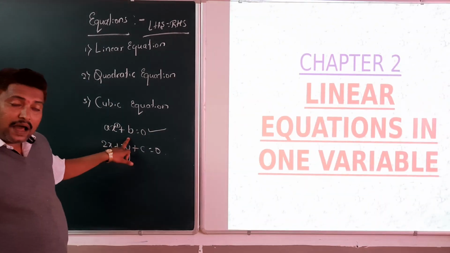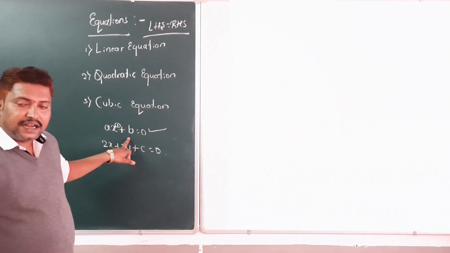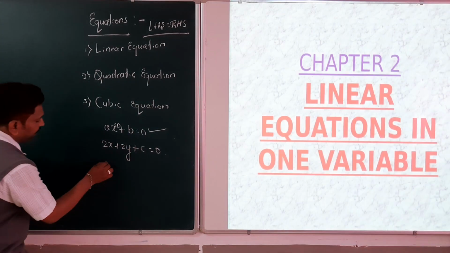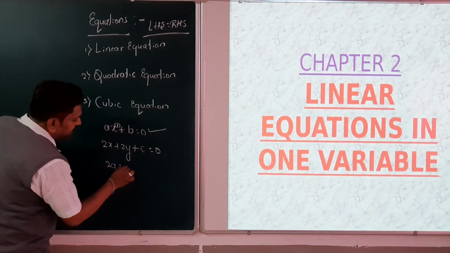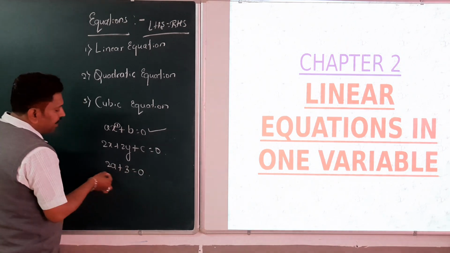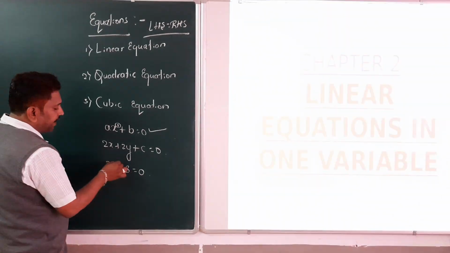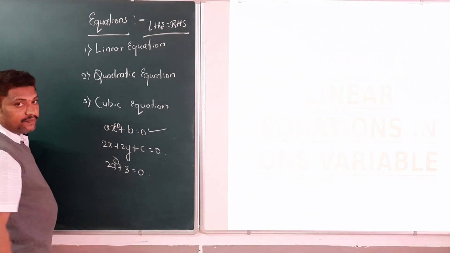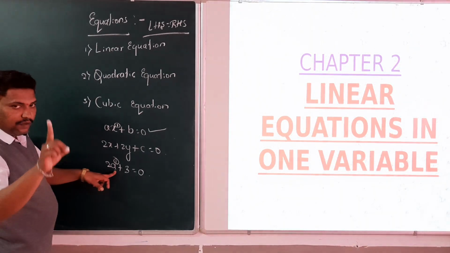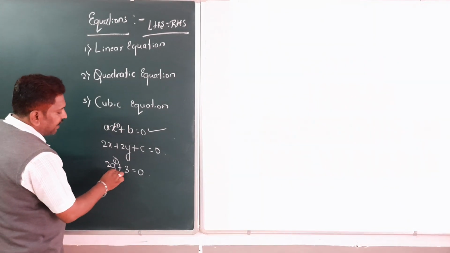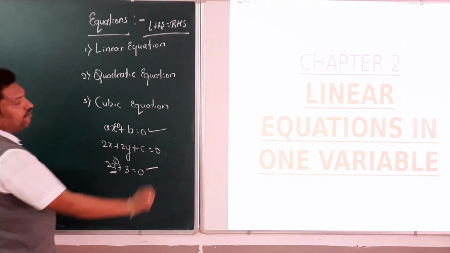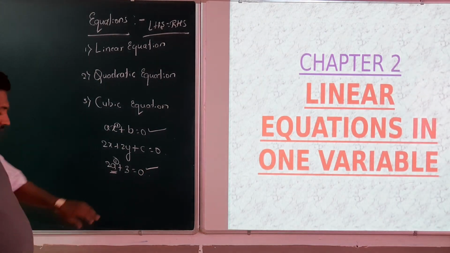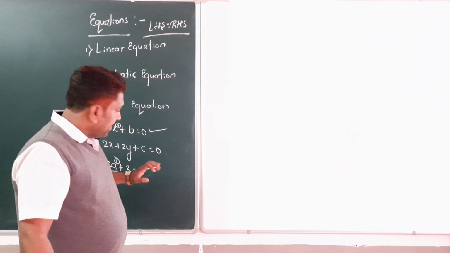Or only y, or only z. For example, write here 2a plus 3 is equal to 0. A linear equation in one variable. The degree of the equation is 1 here. Then how many variables are there? Only one variable. That is what we should consider as a linear equation in one variable. My point is clear, students? Okay? Yes.